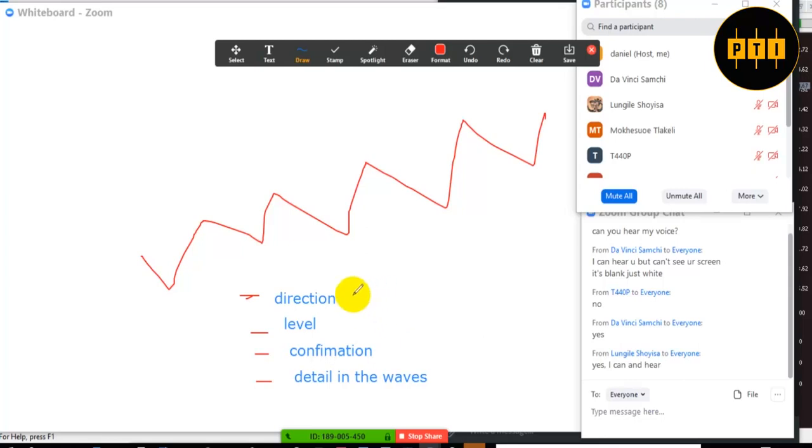When I'm talking about direction, I'm talking about the trend. Here the price is moving up. So if the price is moving up, what we're looking for is to buy. And the level is where we are going to buy. Is the price on support or is the price on resistance?